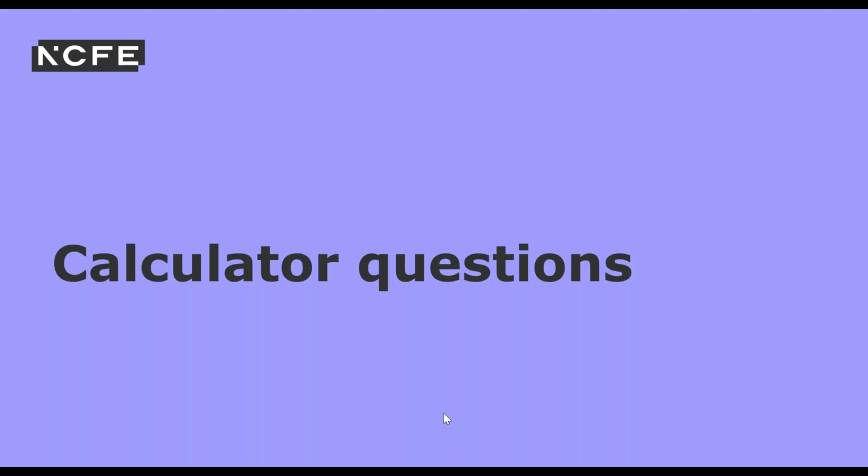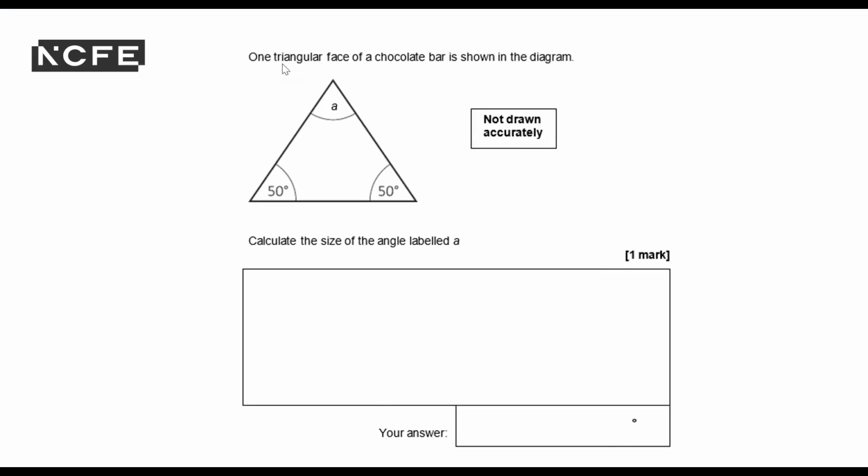And now I'll move on to calculator questions. One triangular face of a chocolate bar is shown in the diagram. Calculate the size of the angle labelled A. 1 mark available.